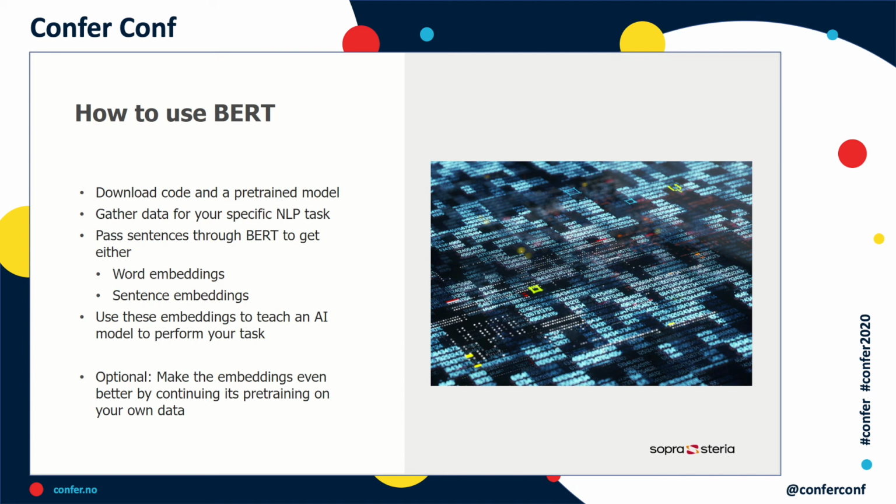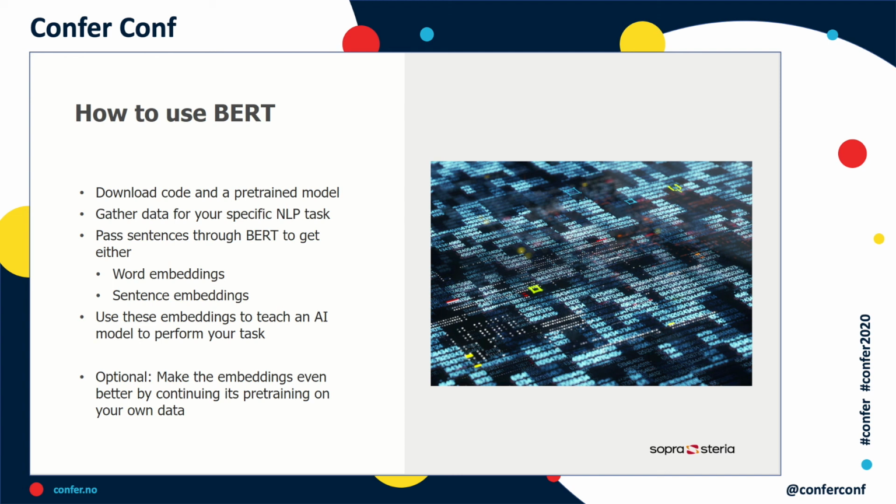And BERT can give you either word embeddings or sentence embeddings. So either the meaning of each word or the meaning of each sentence. And these embeddings you can then use to teach an AI model to perform your task. And there are several models you can use for this, either neural networks or more traditional methods.